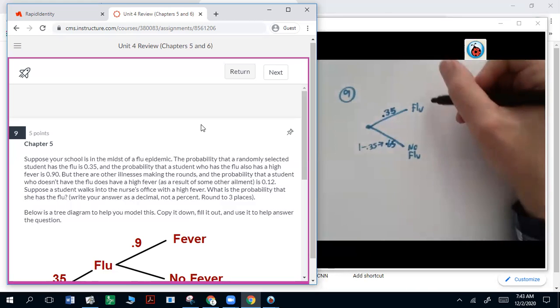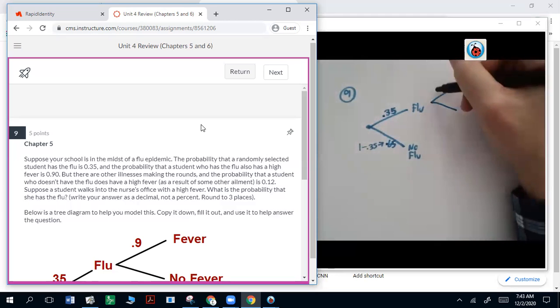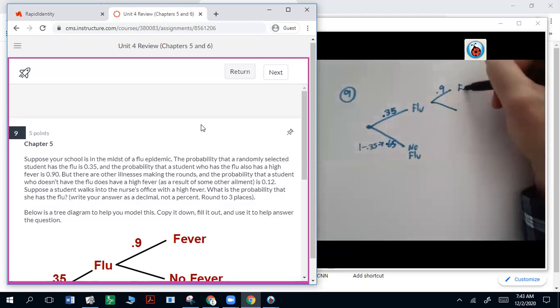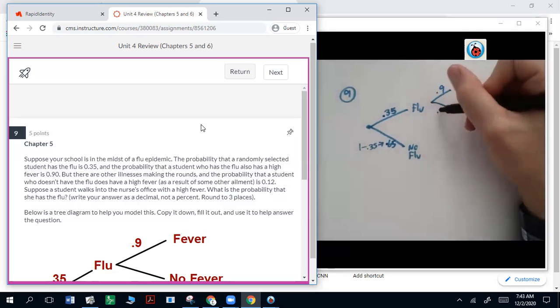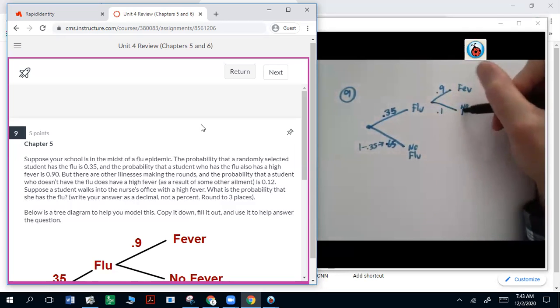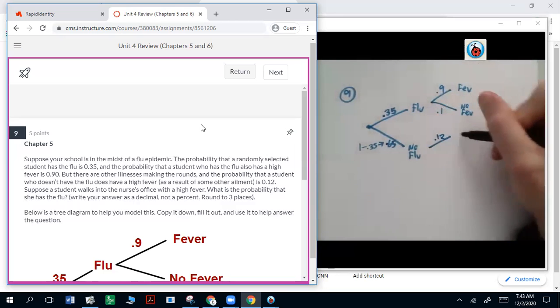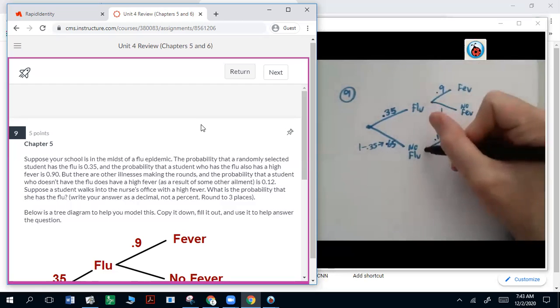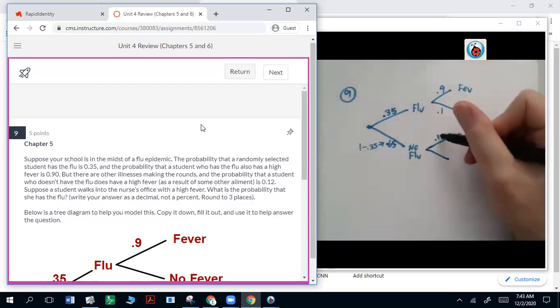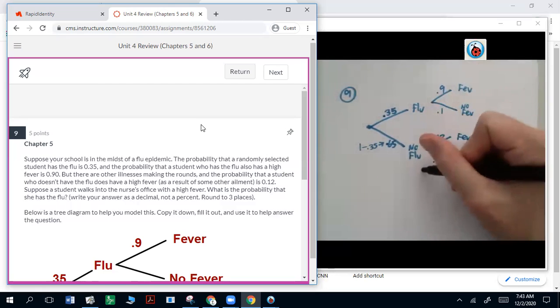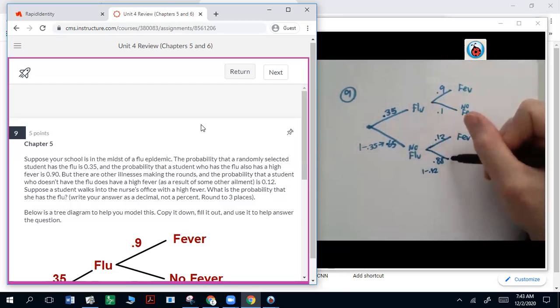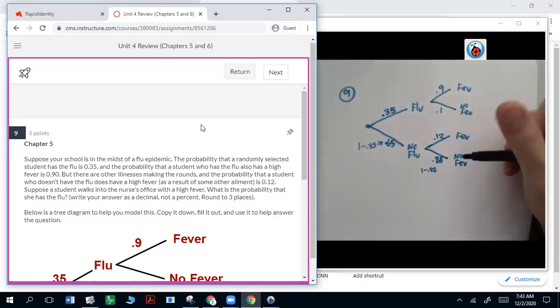Of those with flu, we have 90% who have a fever, which means 10% have no fever. Of those with no flu, we have 12% who have a fever, which means 88%, 1 minus 0.12, have no fever. And that's all we're given.